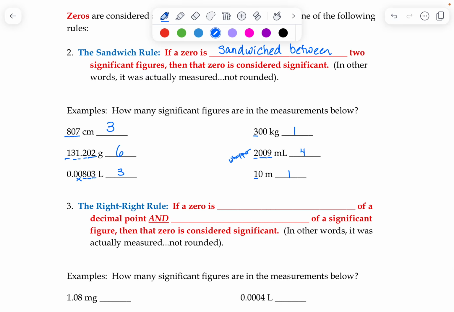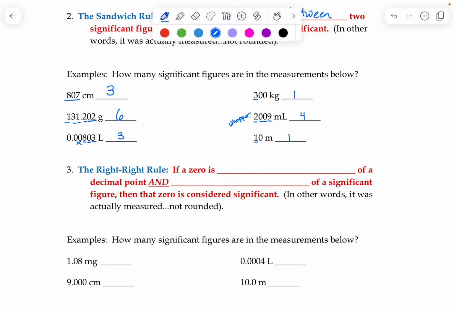The other way to decide if a 0 counts or not is what I call the right rule. If a 0 is to the right of the decimal point and to the right of a significant figure, then that 0 is considered significant. It was actually measured, not a ballpark rounded number. So it has to fulfill both requirements. That's why it's called the right rule and not just the right rule.